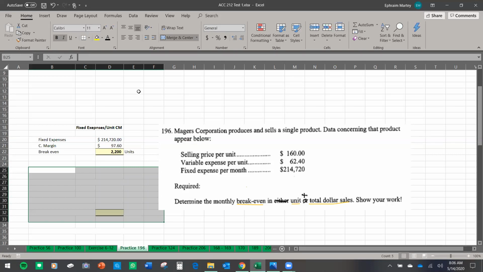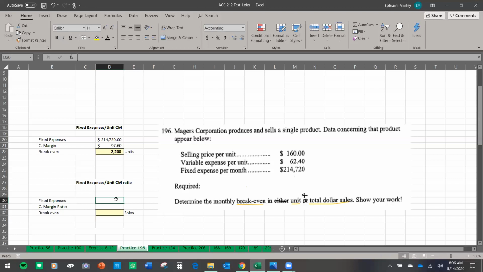Let's continue with CM ratio. For CM ratio, it's the same fixed expenses, but this time we're going to divide by the contribution margin ratio. So what is our fixed expense? It's going to be the same as that one. What is our contribution margin ratio? How do you find that? Your contribution margin ratio will be your unit contribution divided by the selling price per unit, which is 160. So we take this divided by 160, and our contribution margin ratio is 60%.